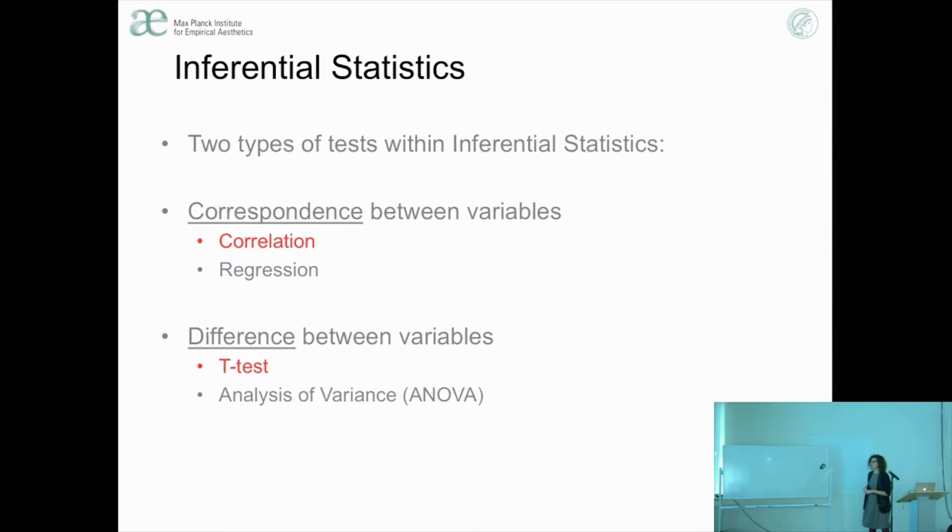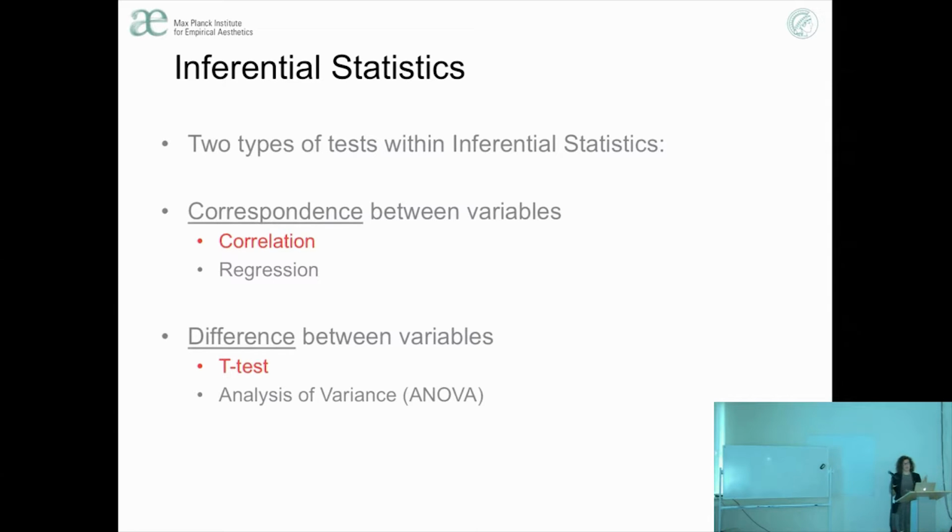You have two types of tests within inferential statistics. You have tests that measure the correspondence between variables, and you have tests that measure the difference between variables. So examples of correspondence tests would be correlations and regressions. I highlighted the correlation because that's the one that we're going to talk about today. And then under difference testing, you see the t-test and, for example, the analysis of variance or ANOVA. Again, I'm going to look at the t-test.